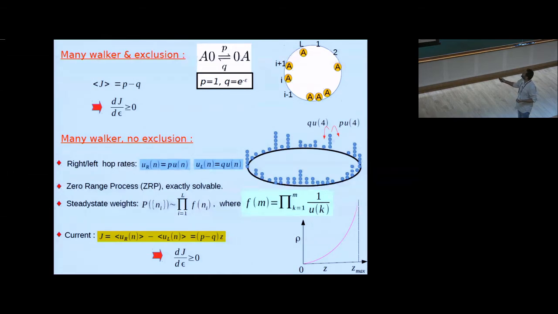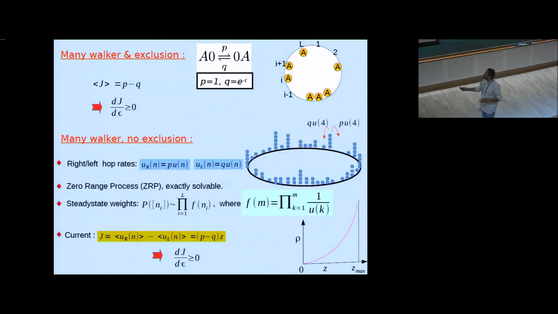For example, from a site with 4 particles, a particle goes to the right with rate P times u_4. From a site with 2 particles, it goes to the right with P times u_2, and to the left with Q times u_2. So that's the model. This is called a zero range process, and the model is exactly solvable. You have a steady state weight, it's a product measure, and some exact results are known. If you want to calculate the current, it's a very simple calculation.